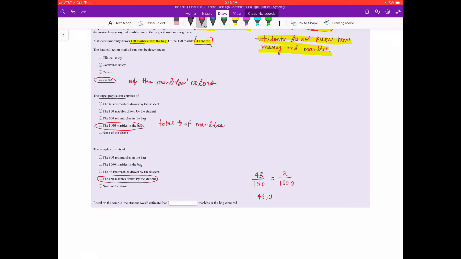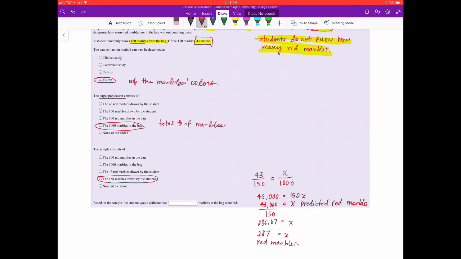So if we solve, this would just be 43,000 equal to 150x, and that means the number of predicted red marbles would be 43,000 divided by 150, which is 286.67. Now we can't have 0.67 of a marble. If we have 0.67 of the marble, we usually have the whole marble. So we'll round up to have 287 red marbles.